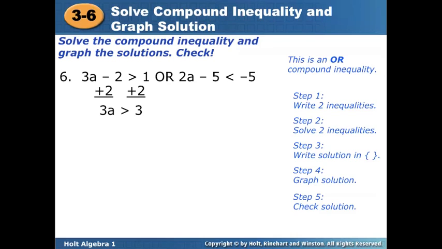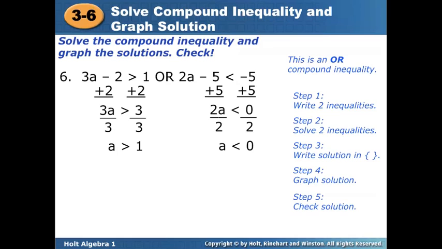Add 2 to both sides of the first inequality, and then divide by 3. We find a is greater than 1. For the second inequality, you'll need to add 5, and then divide by 2. We find that a is less than 0.